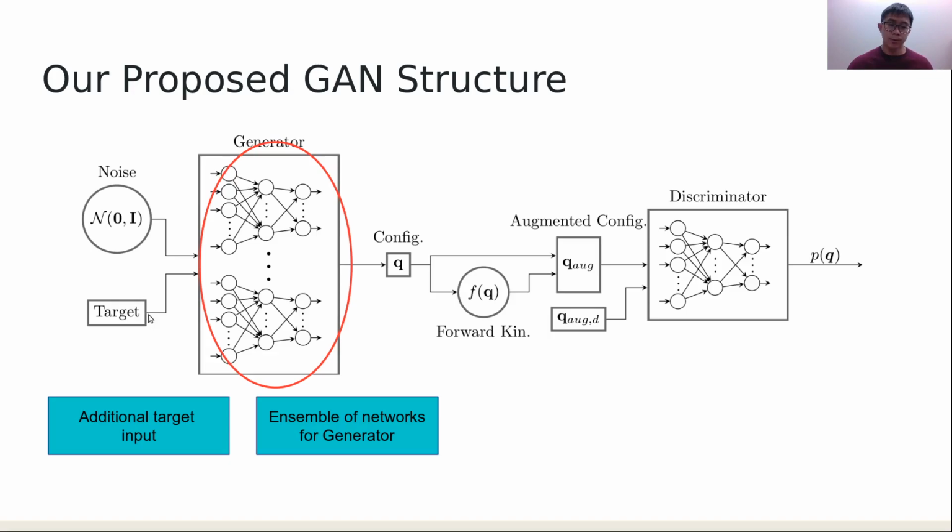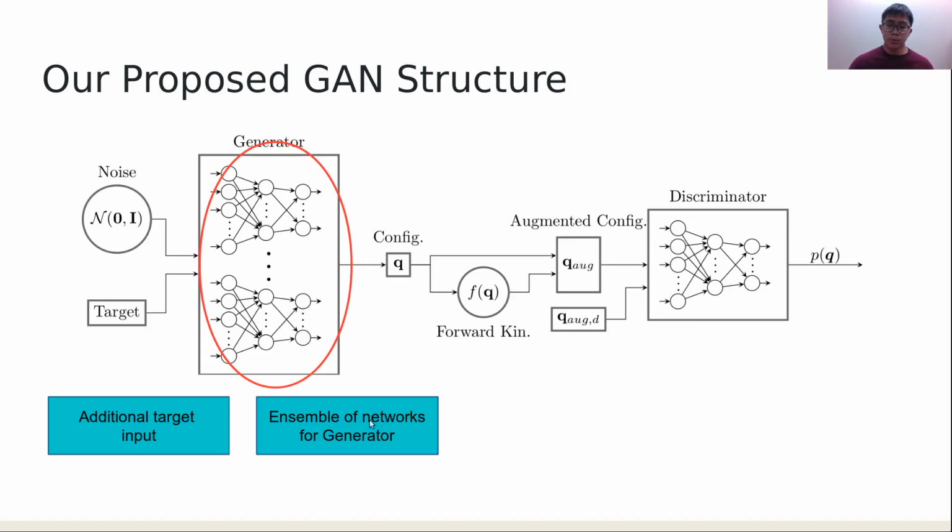For example, we know that in robotics, if we are given an end effector target position, there are multiple robot configurations that can achieve this target position. And if we train just one single neural network, it can converge to only one mode of the distribution. It means that there are many other configurations that will never be produced by the generator. And in the context of motion planning, it means that a lot of the time the motion planning can fail because it cannot generate samples in that area.